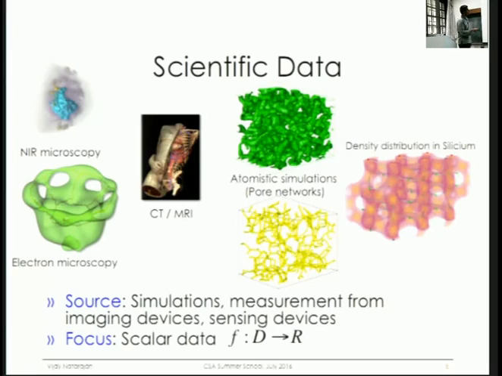Or the data source could be a simulation which gives you the electron density distribution in silicium. You all know what silicium is, right? Silicon. This is the crystal structure for silicium. What is common to all these data is that the domain of this data is spatial. So just to contrast, an example for data where the domain is not spatial.